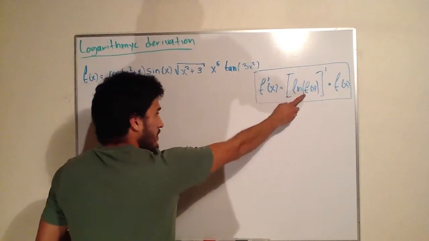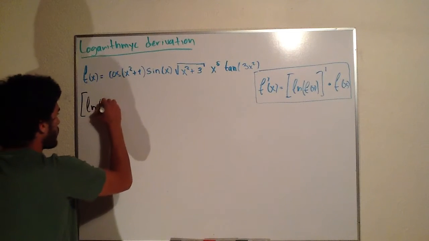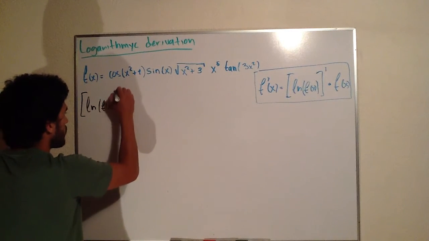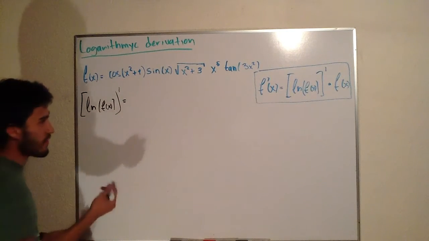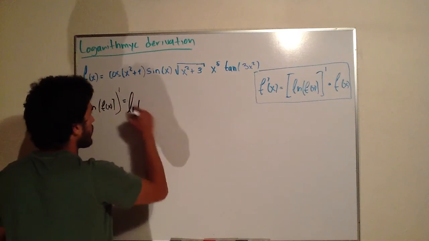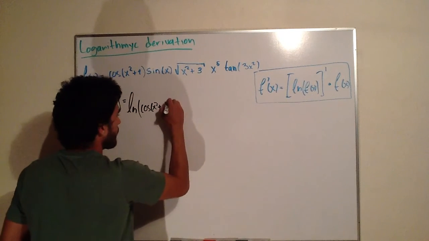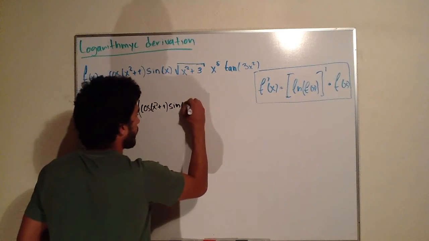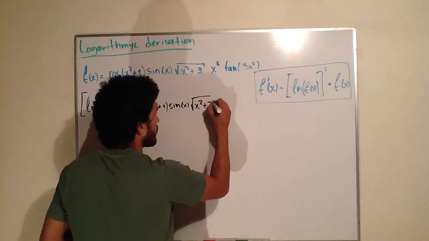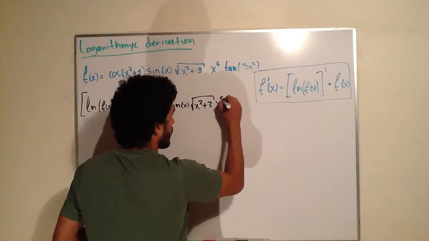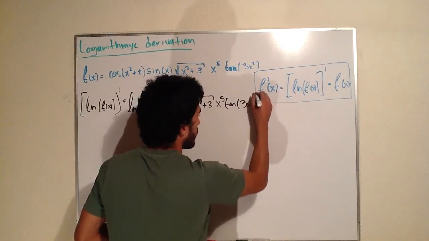So for knowing this factor, we need first of all to put the whole function inside of a natural logarithm. That will be natural logarithm of cosine of x squared plus 1, sine of x, square root of x squared plus 3, x to the power of 5, tan of 3x squared.